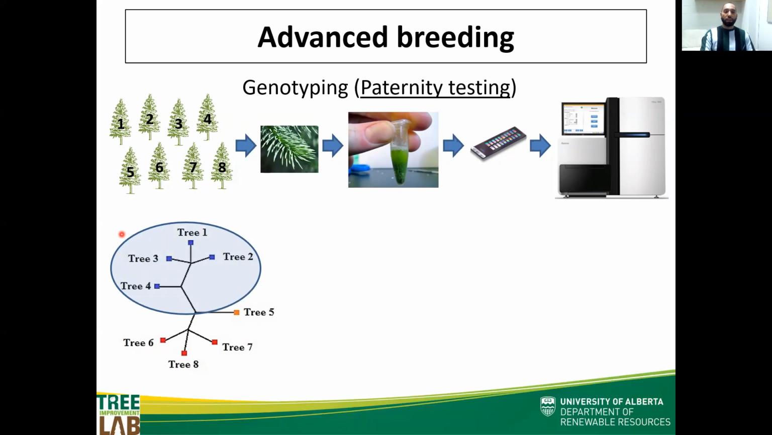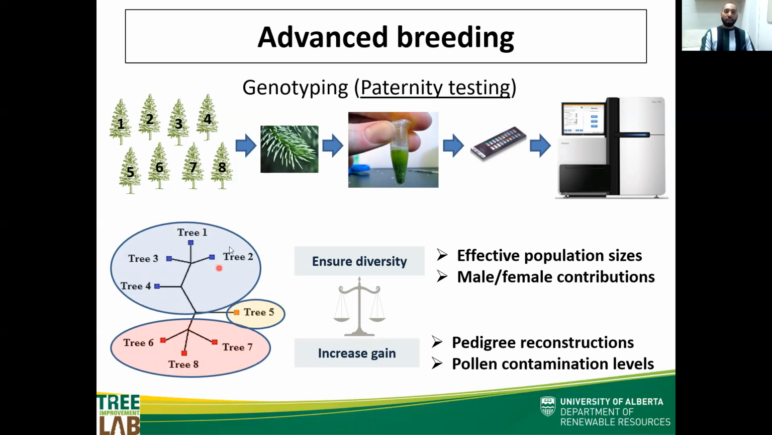After this, we will get this kind of diagram called a dendrogram to understand the grouping or the relationship between them. In here, you can see that trees 1, 2, and 3 are closely related. Trees 6, 7, and 8 are closely related, but tree number 5 is not so related with the rest of them. This information can be used to measure diversity, calculate effective population sizes, and determine contributions of males and females. And also, we can use this information to increase gain by reconstructing pedigrees and measuring pollen contamination levels.